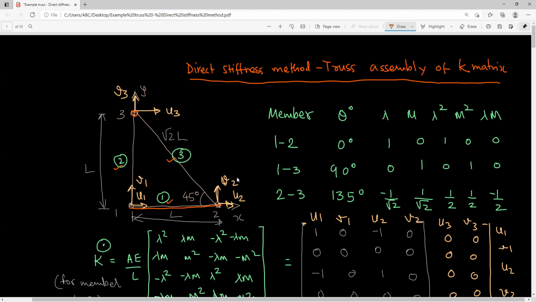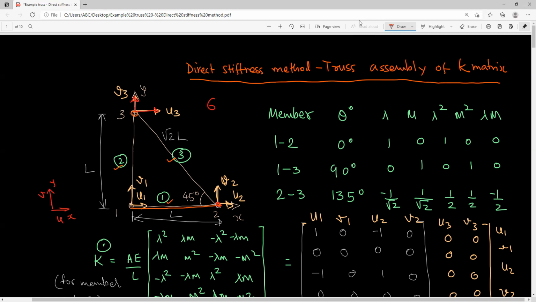Each node, let's say node 1, has two displacement components, u1 and v1. Node 2 has two displacement components, u2 and v2, where u is the displacement in the x direction and v is the displacement in the y direction. We also have at node 3 u3 and v3. So basically there are a total of 6 kinematic degrees of indeterminacy for this truss, including all three joints.